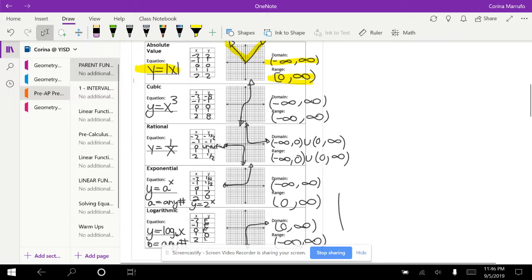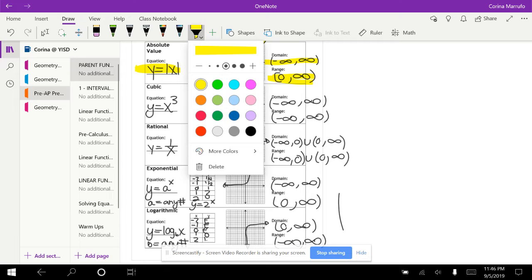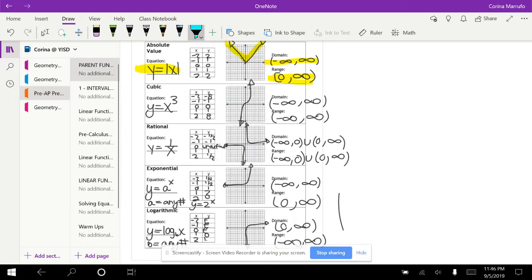Your cubic equation is y equals x to the third power. So y equals x to the third power looks like a little snake shape. So it starts down here, it kind of loops up, and then it goes up forever and ever. So your domain and your range are both negative infinity to positive infinity. So it covers all real numbers.